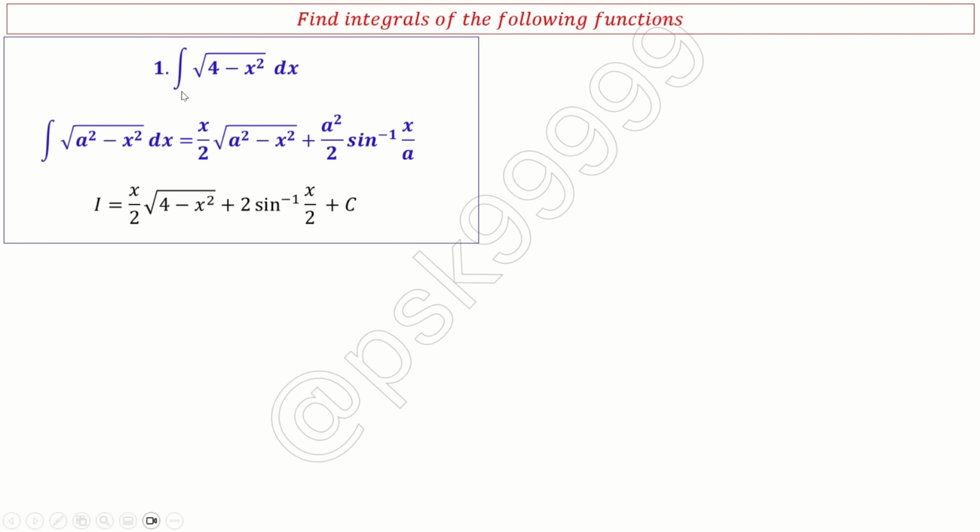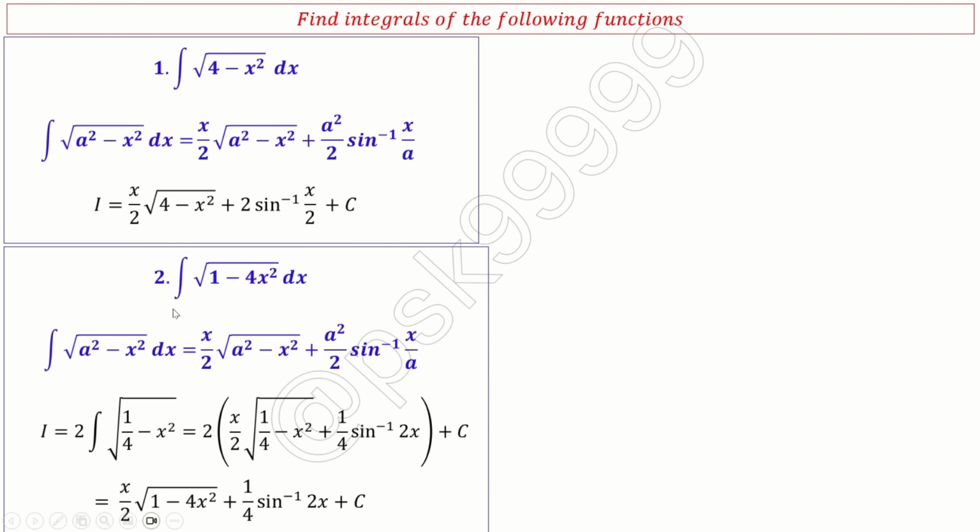Okay, so integration of square root of 4 minus x square, which is nothing but square root of 2 square minus x square. So this is in the form square root of a square minus x square. So the answer is here. Just substitute the values. That's it.